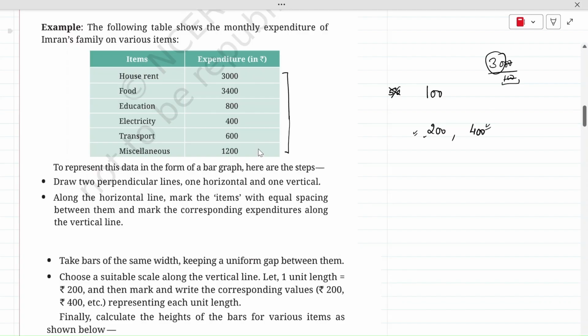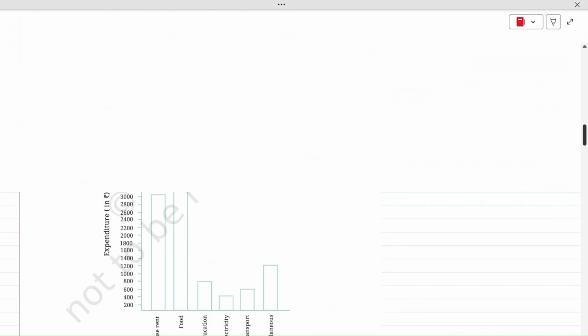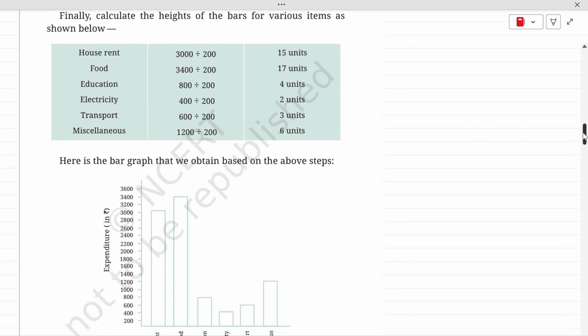If we use 4 here, 600 is not divisible by 400, so it will be tough for us to represent this data. So what they have done is they have taken 200 as the scale unit. They are starting with the scale of 200, then 4, 6, 8 up to 30. We have the last unit till 3400. It's okay if you draw till here also, but they have extended it further. They have drawn till 3600, which is fine.